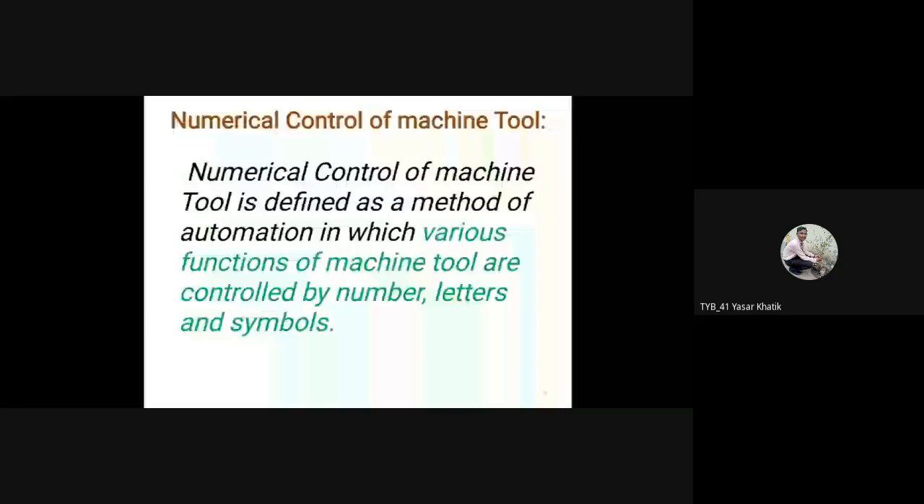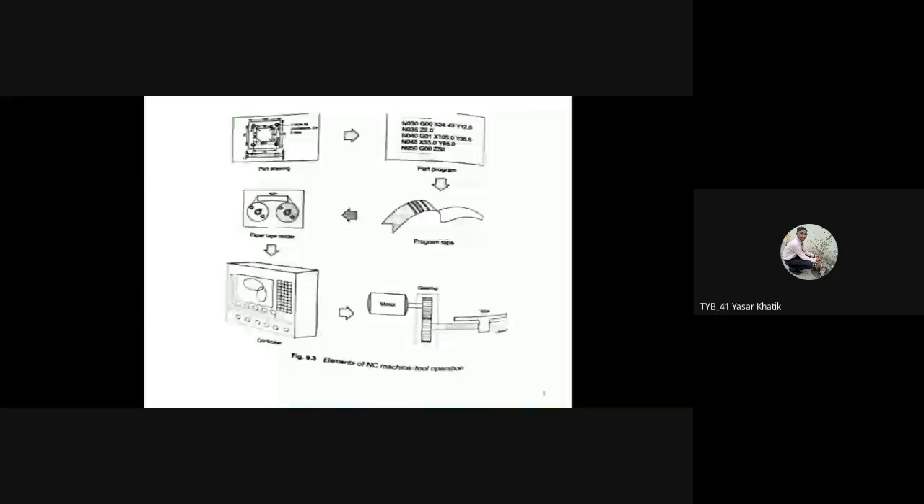Now you can see here in this image, these are the elements of NC machine tool operation. In the first image at the top left corner, you can see one actual drawing of the part program.